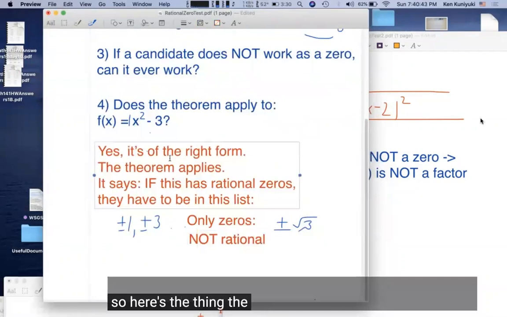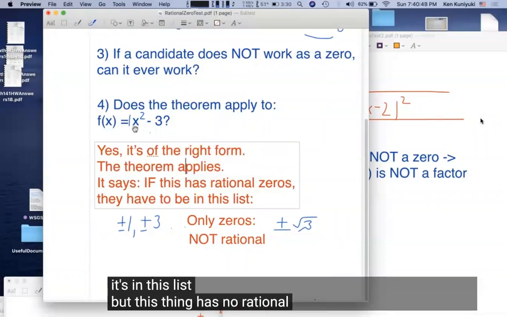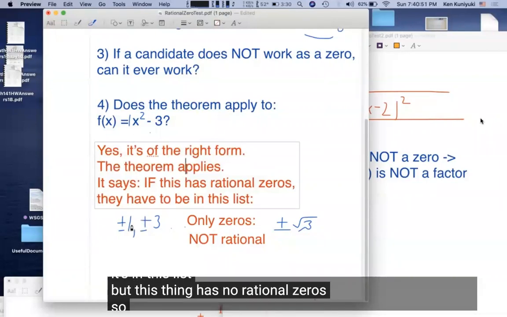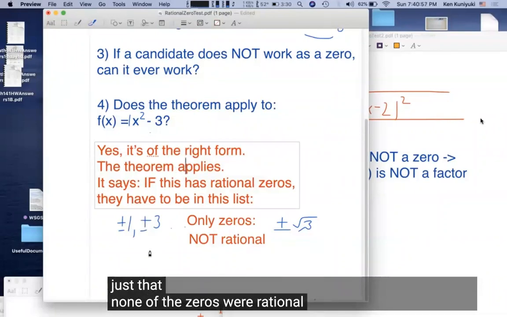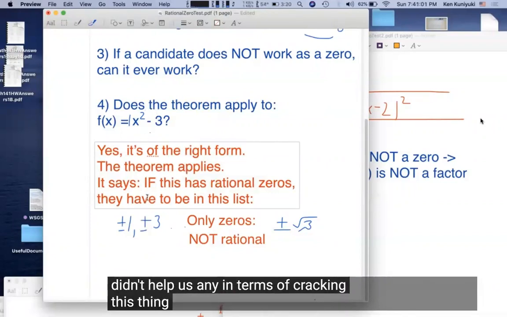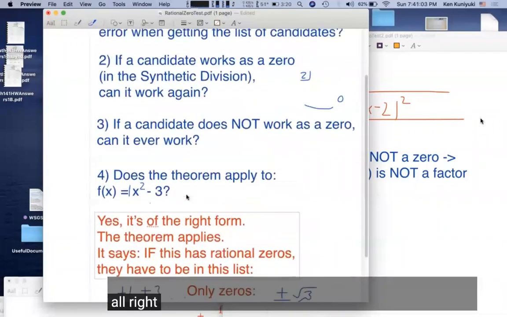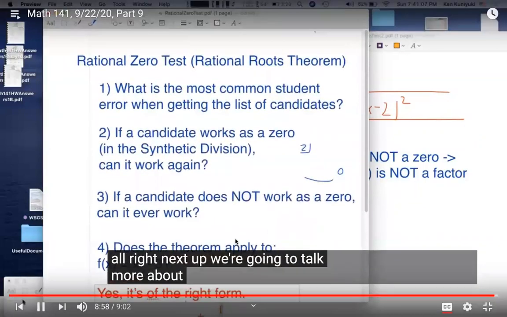So here's the thing. The theorem applies. It's true that if it has rational zeros, it's in this list, but this thing has no rational zeros. So none of the numbers in this list worked. All right. So the theorem applies. It's just that none of the zeros were rational. So it didn't help us any in terms of cracking this thing. Next up, we're going to talk more about factoring.